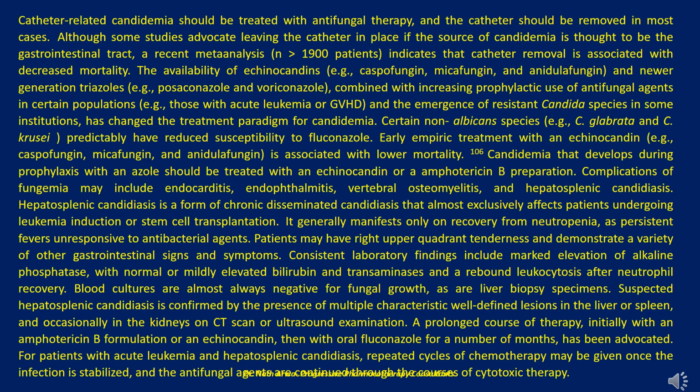Certain non-albicans species, e.g., Candida glabrata and Candida krusei, predictably have reduced susceptibility to fluconazole. Early empiric treatment with an echinocandin, e.g., caspofungin, micafungin, and anidulafungin, is associated with lower mortality. Candidemia that develops during prophylaxis with an azole should be treated with an echinocandin or amphotericin B preparation.